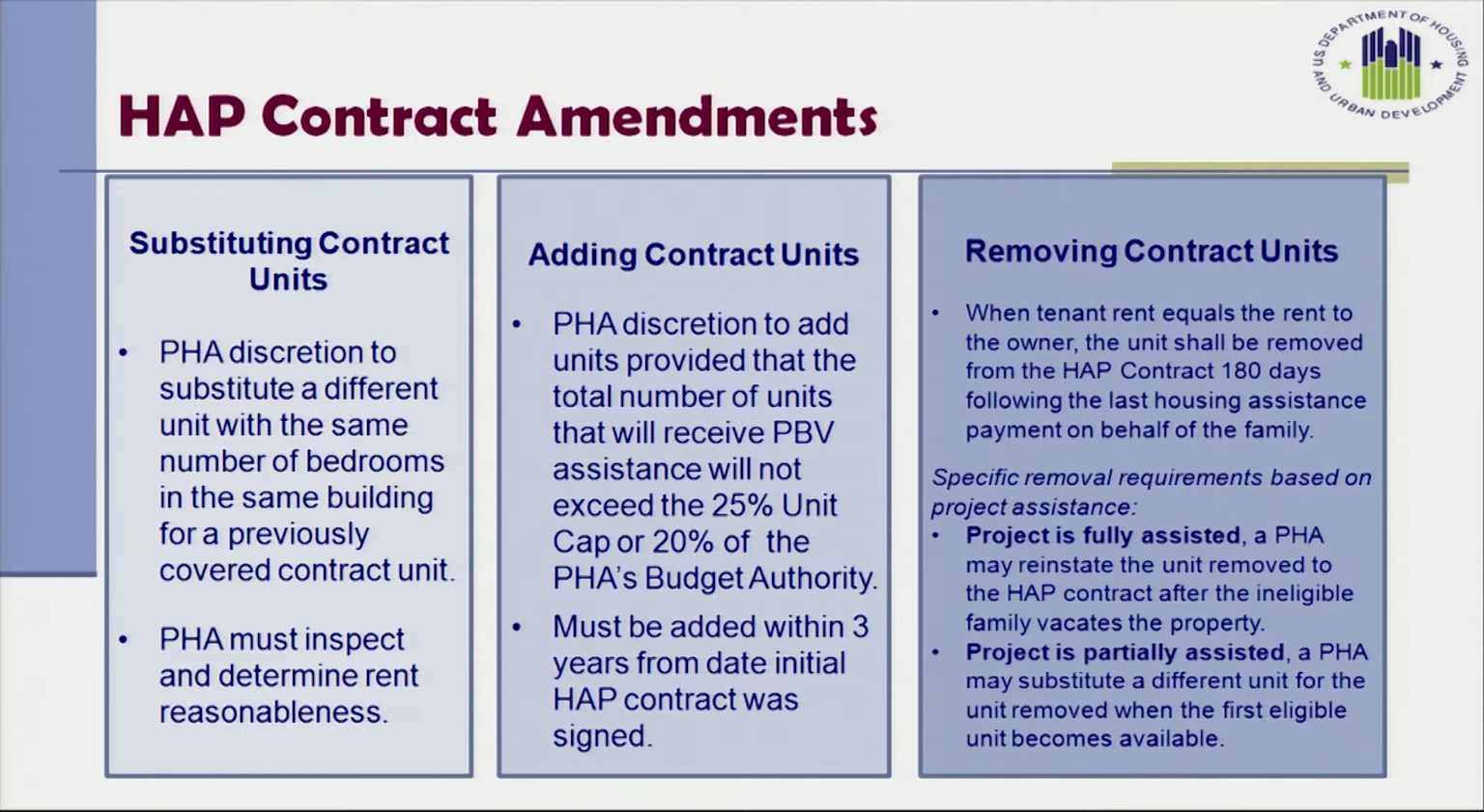Specific removal requirements include: where a project is fully assisted, a PHA may reinstate the unit that's been removed from the HAP contract after the ineligible family vacates the property. It's within the PHA's discretion, however, it is not mandatory. If the project is partially assisted, a PHA may substitute a different unit for the unit removed from the contract when an eligible unit becomes available.